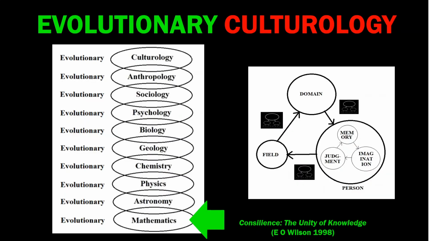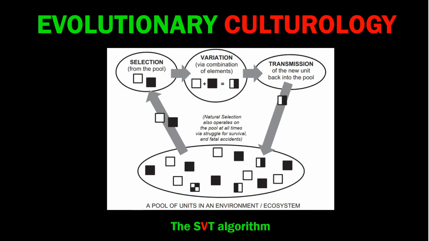And we can also reverse this, so doing synthesis as opposed to analysis, so going back all the way up through those domains to culturology. And this is the idea of consilience, or the vertical integration of knowledge, or the unity of knowledge. And all of those domains, culturology, anthropology, sociology, etc., have this same system underpinning them all, the domain, person, field interaction.